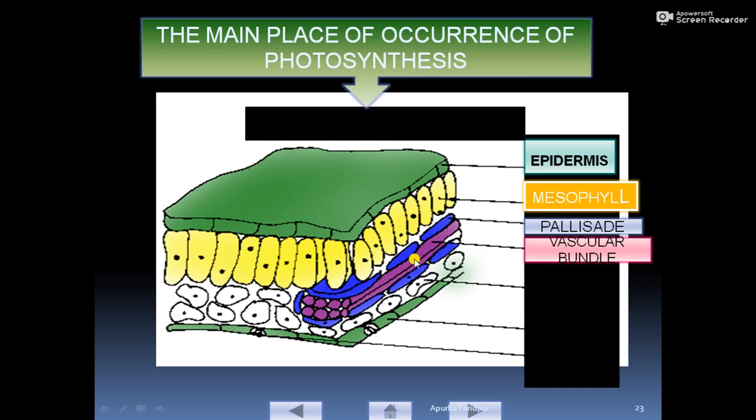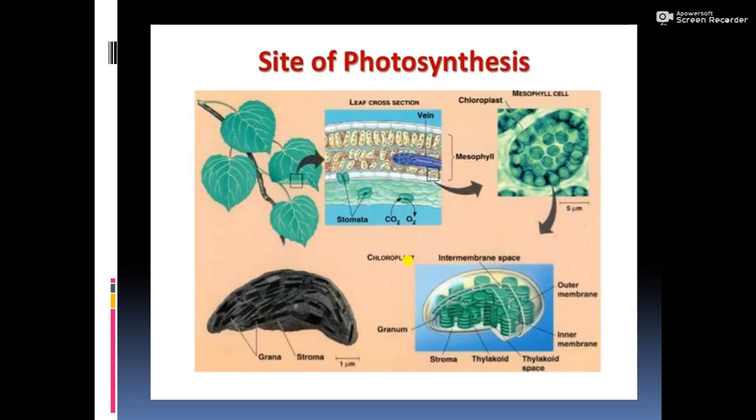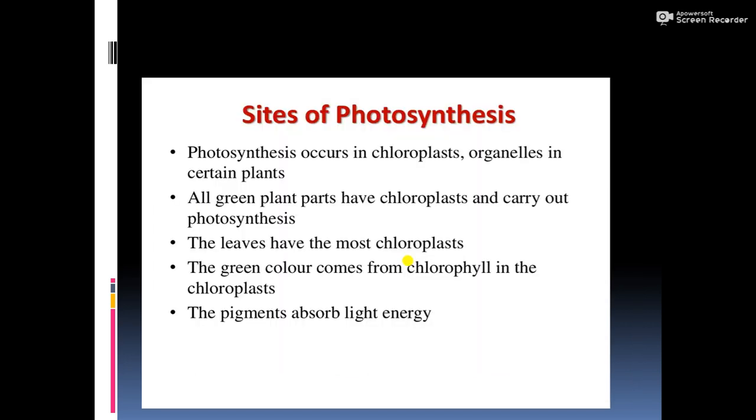The blue and violet are the vascular bundle rings. There are xylem and phloem. This one is the spongy mesophyll layer, and the down part of the leaf is the hypodermis, and on the lower part of a leaf some pores are present that are called stomata. So these are the sites of photosynthesis: green leaf, mesophyll layer, chloroplast, and the internal structure of chloroplast.